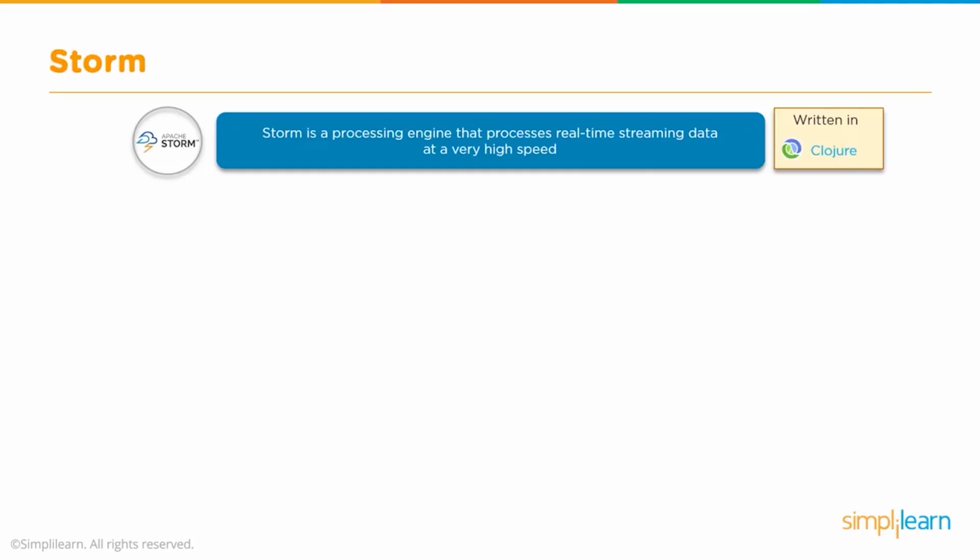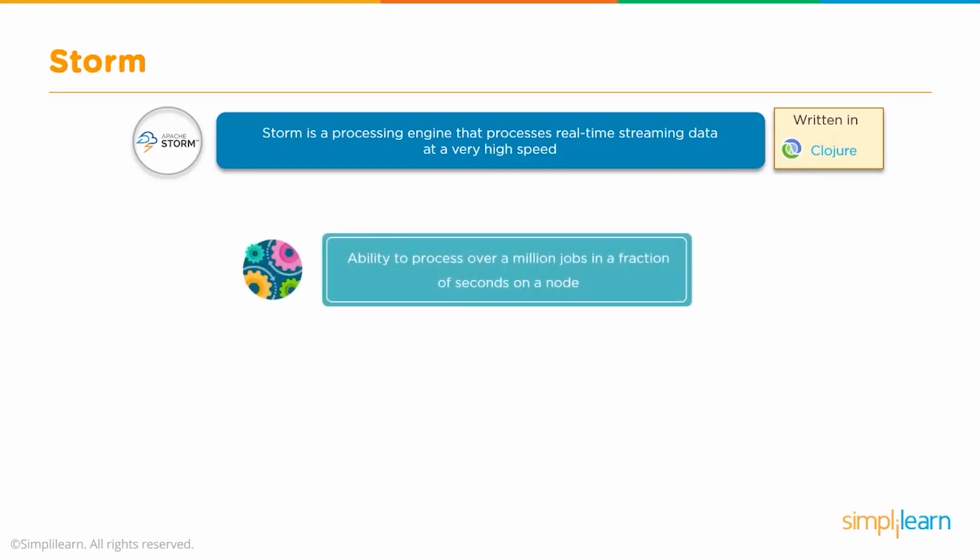Apache Storm. Storm is a processing engine that processes real-time streaming at a very high speed, and it's written in Clojure. They utilize the function-based programming style of Clojure, and it's based on Lisp, to give it the speed. That's why Apache Storm is built on there. So you could think of Kafka as a slow-moving, very solid communication network, where Storm is looking at the real-time data and grabbing that streaming data that's coming in fast. So it has the ability to process over 1 million jobs in a fraction of a second on a node. So it's massive. It can really reach out there and grab the data.